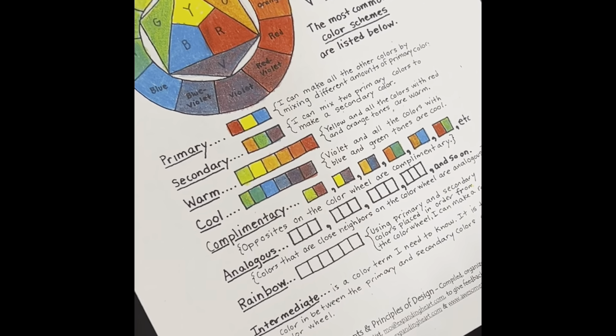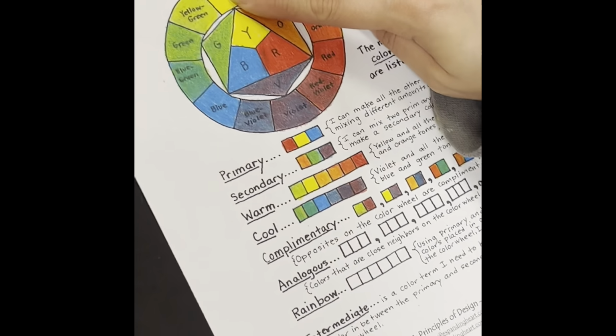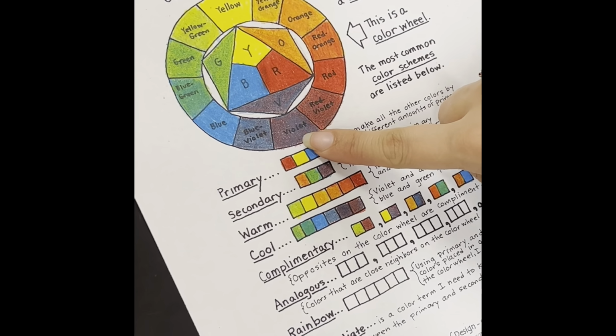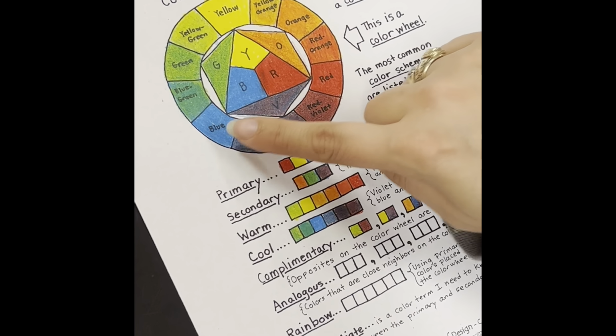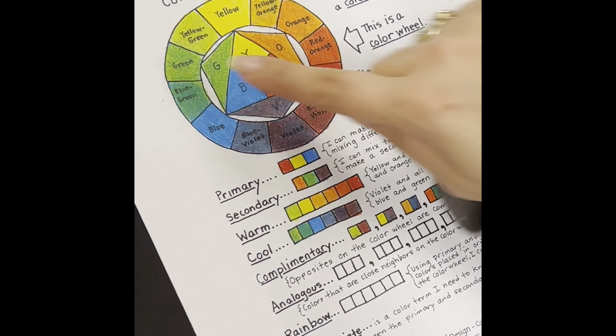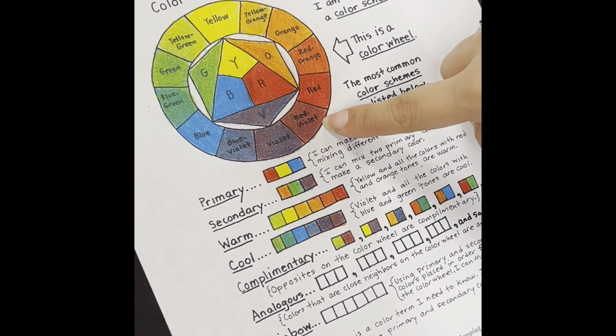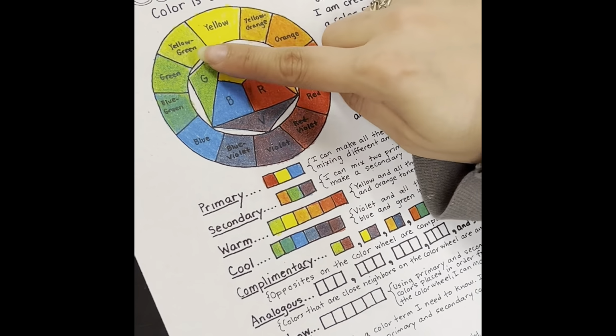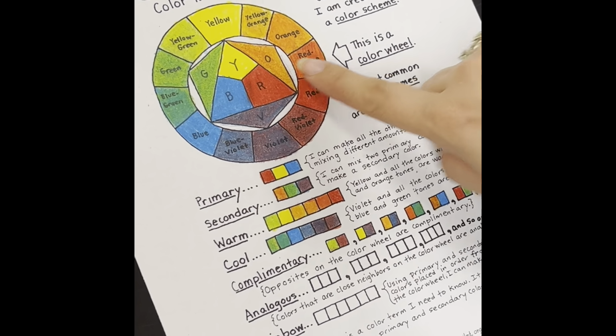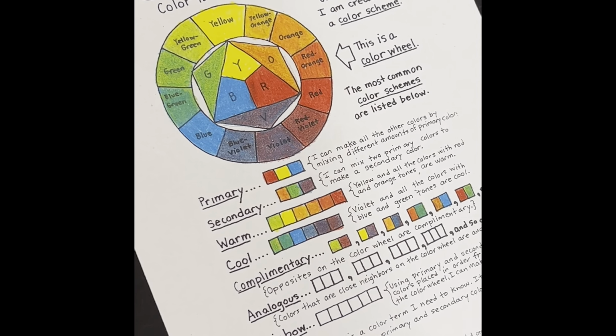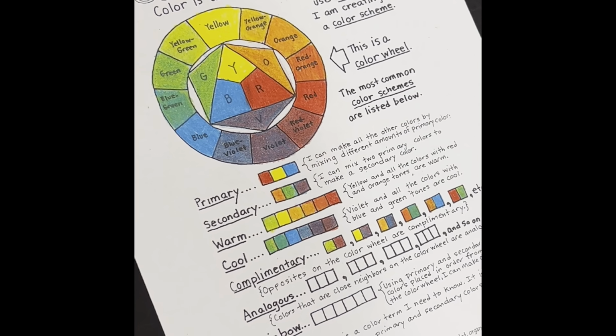What I do want you to notice is that every primary, their opposite, their complementary color is a secondary. So blue has orange, yellow has violet, red has green, while intermediates always have an intermediate as their complementary color. So yellow-green is opposite red-violet. Red-orange is opposite blue-green, so on and so forth. Just a weird trick of math.